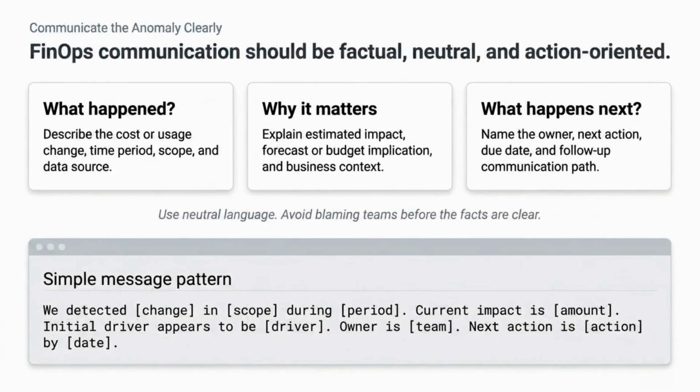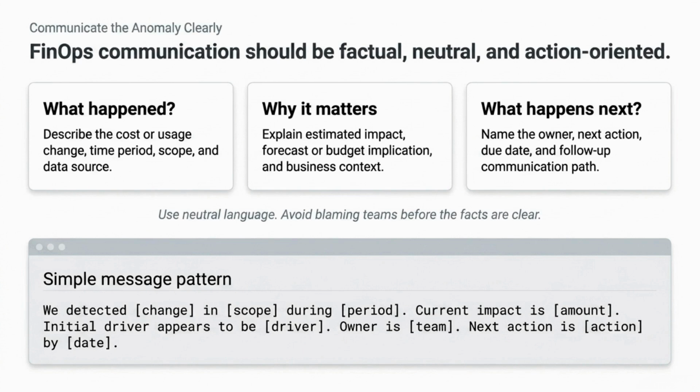Clear communication is one of the most important parts of anomaly management. The message should be factual, neutral, and action-oriented. A simple pattern is what happened, why it matters, and what happens next. What happened describes the cost or usage change, the time period, the scope, and the data source. Why it matters explains the estimated impact, forecast or budget implication, and business context. What happens next identifies the owner, next action, due date, and follow-up path.